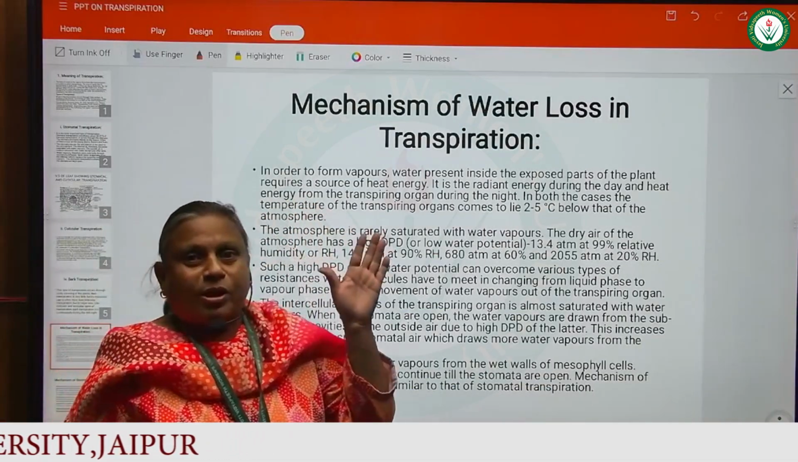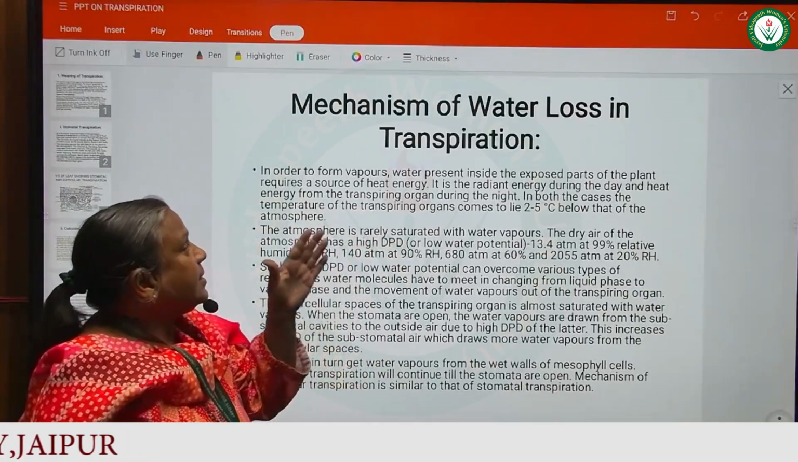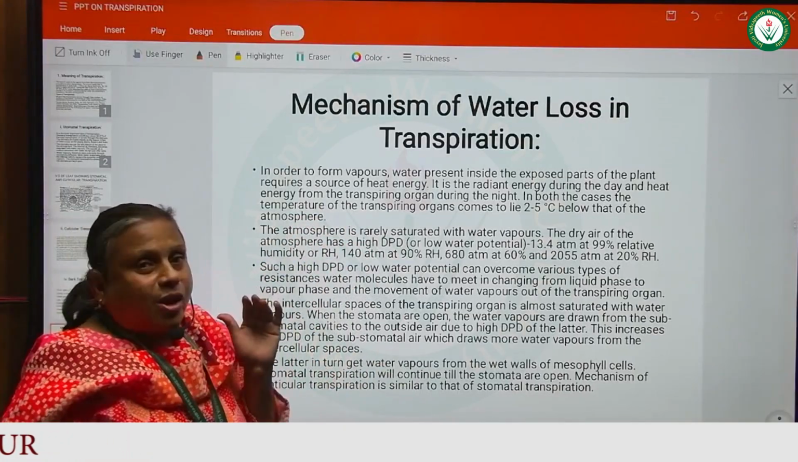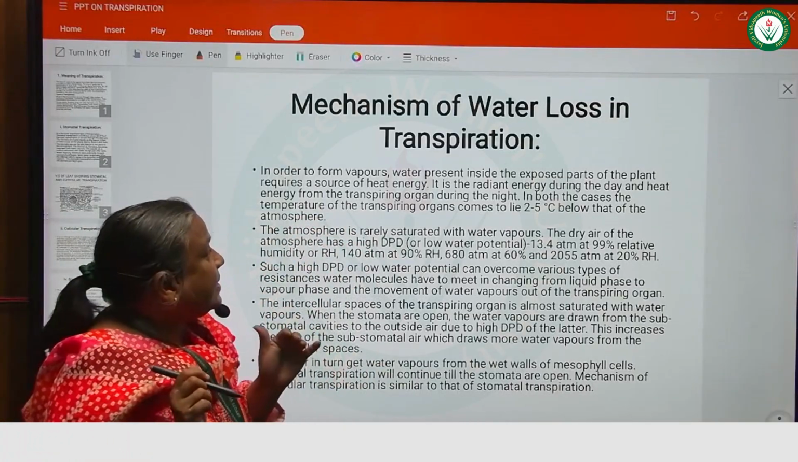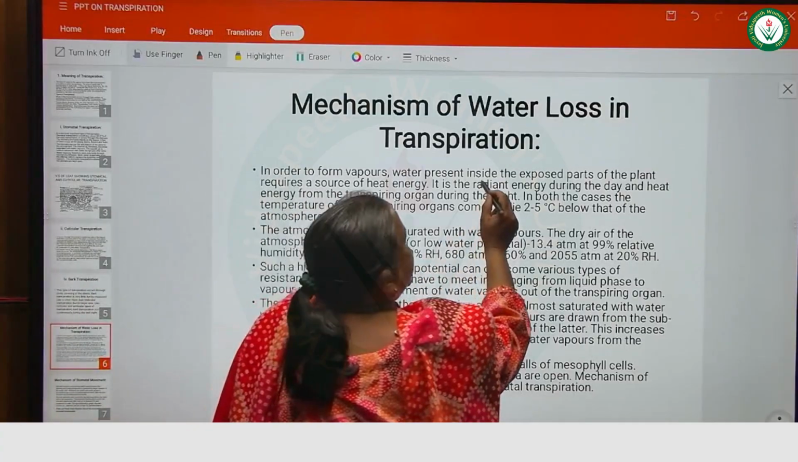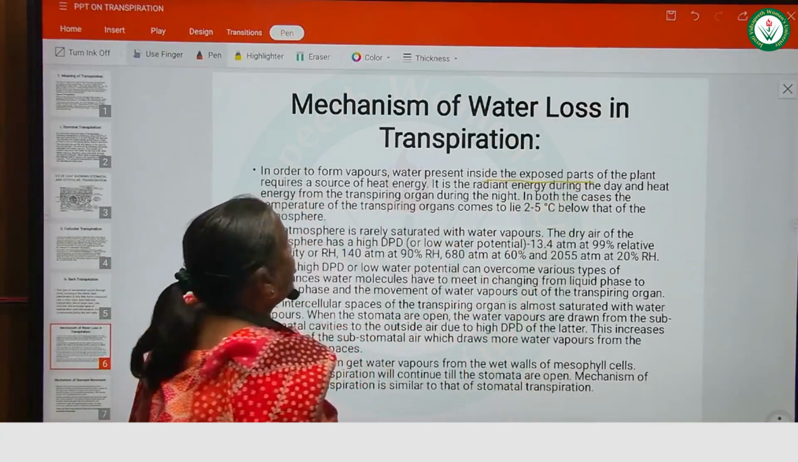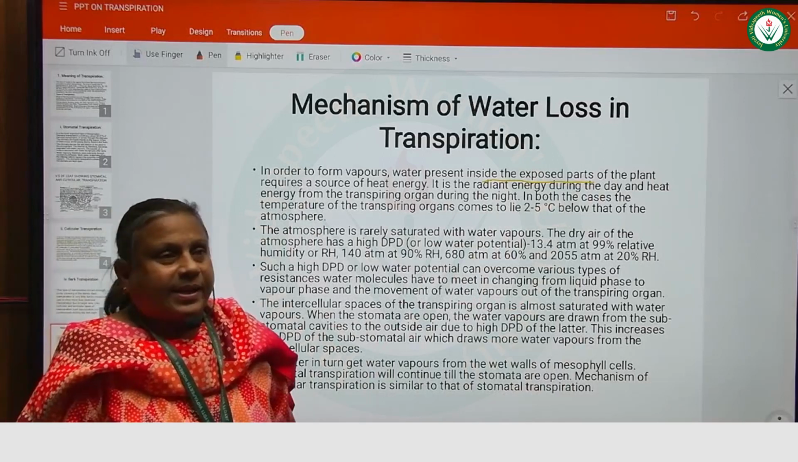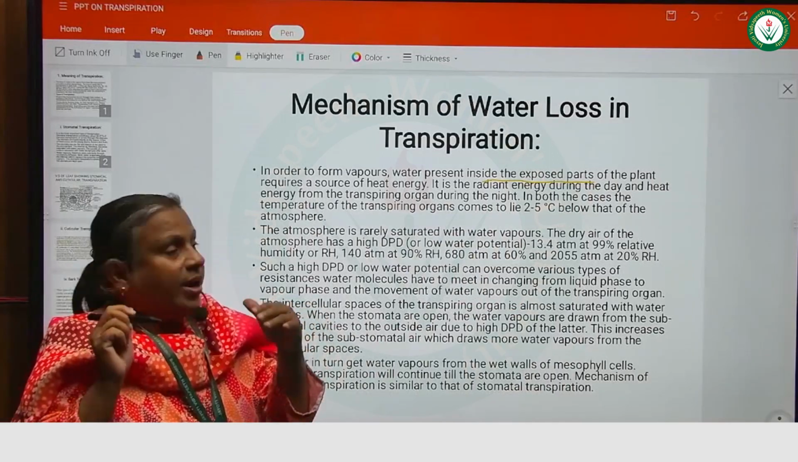Now I talk about the mechanism of water loss in transpiration. In order to form vapors, water present inside the exposed parts of the plant requires a source of heat energy.